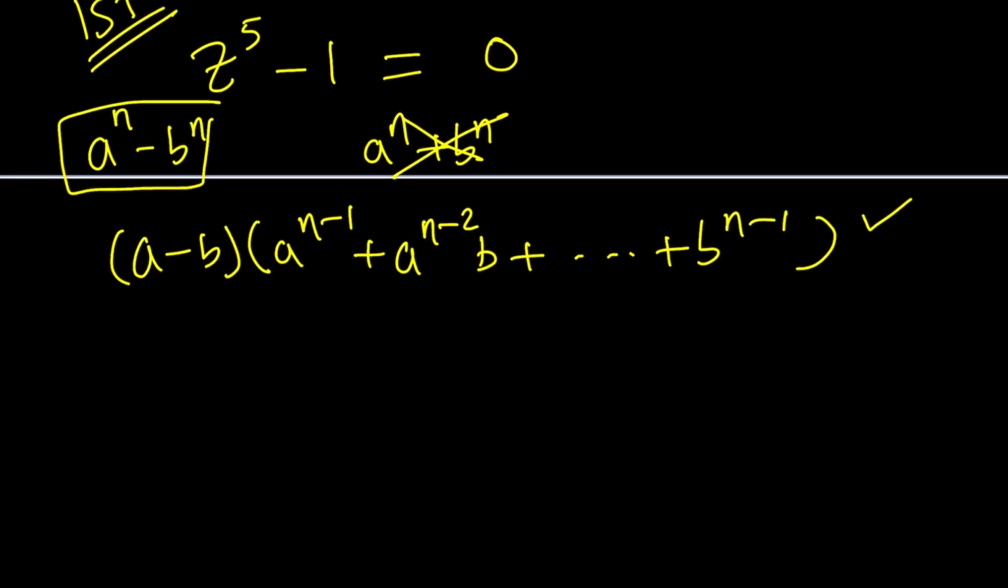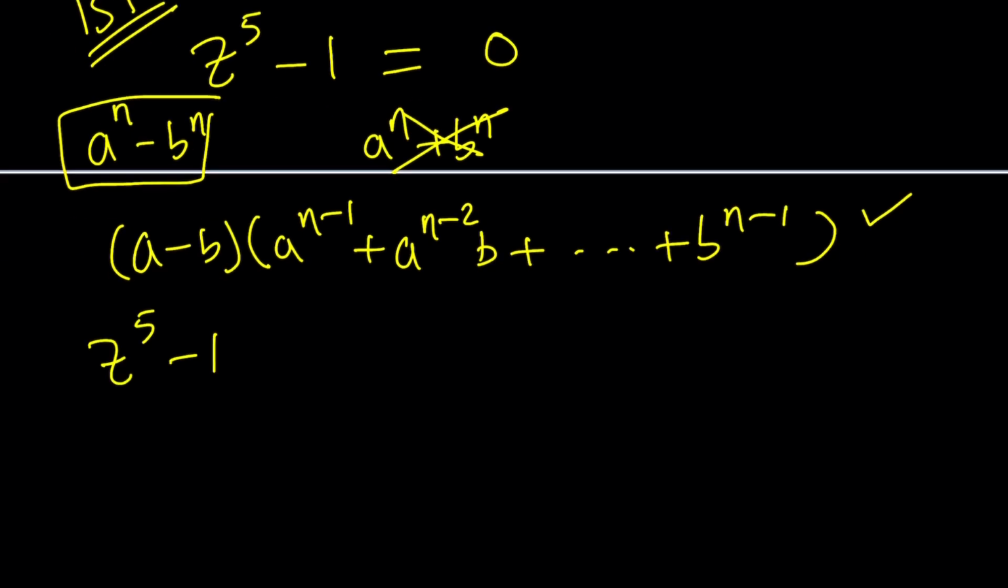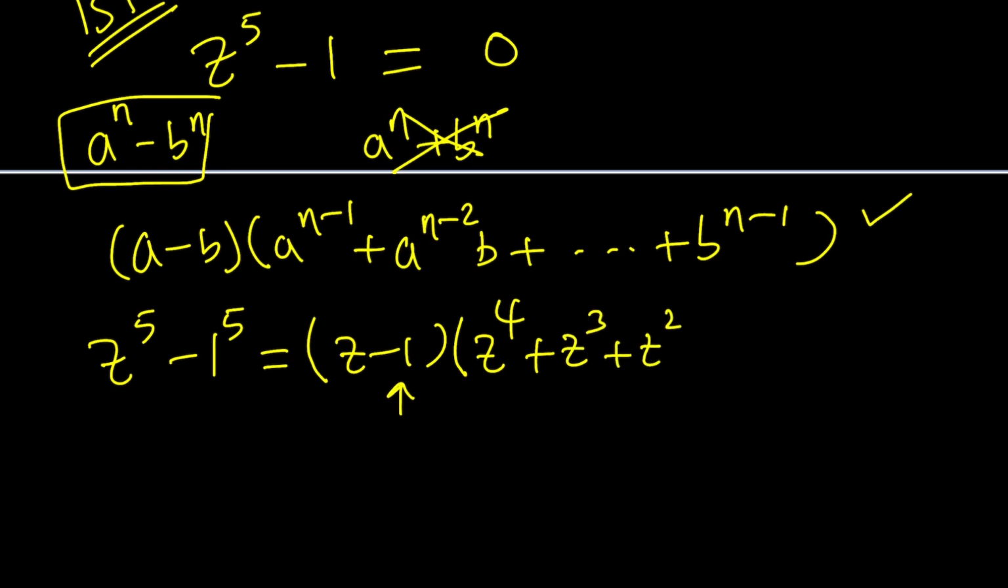But let's apply it to z to the fifth minus 1. Here in this case, I consider this 1 to the fifth power, so that I can factor it as follows: z minus 1. The first factor, once you write it correctly, the second one is going to be fairly easy, z to the fourth, and then the rest is just going to be powers of z, in a descending manner. Why just powers of z? Because 1 doesn't have to be written. You see, that's the good thing about having 1 here. So z cubed, z squared, z plus 1 equals 0.